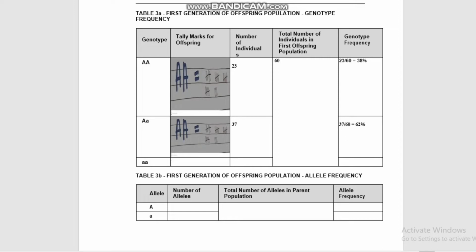Next for table B, 3B. For the table 3B, the number of allele is 2 times by homozygous dominant, 23, plus heterozygous, 37. So equals to 83.